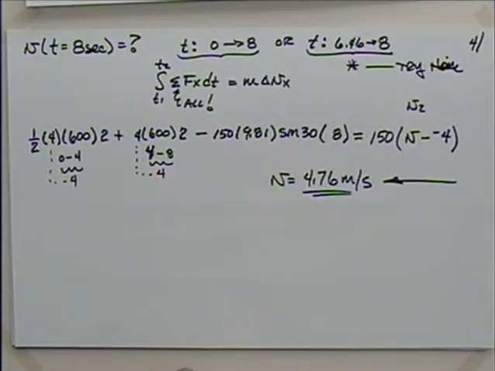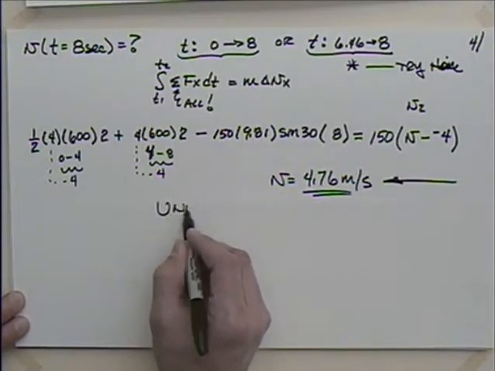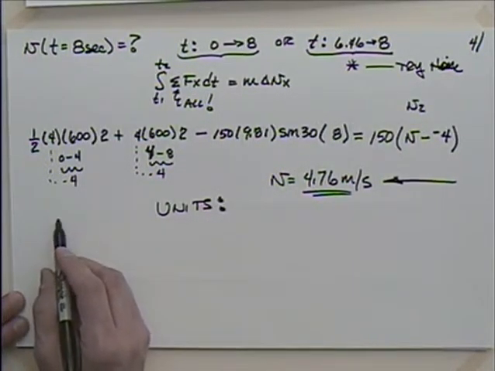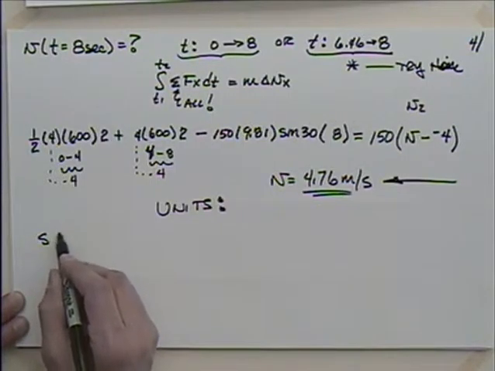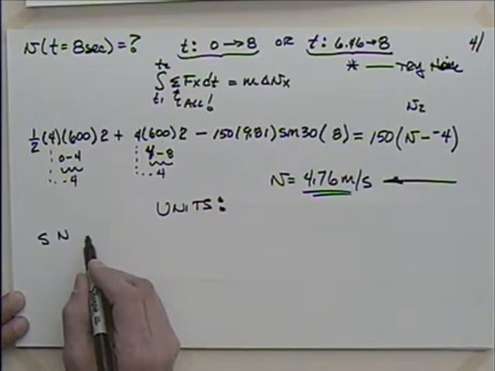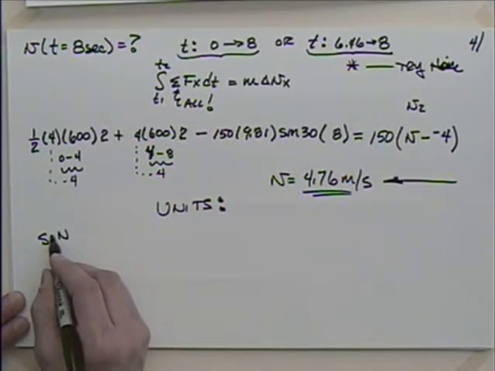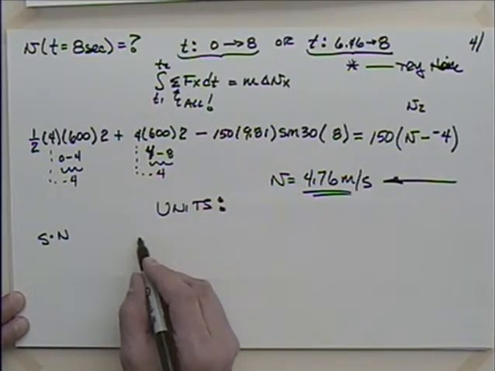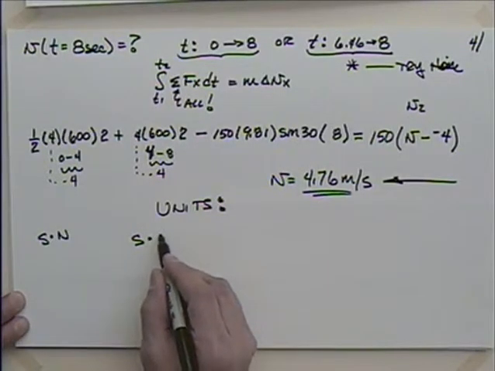Maybe we should check the units on this. So what if I do a quick units analysis on this? Do they work out? Let's see, what's this term going to be? We had the half and then the 4, that was seconds, times the 600, which is newtons, times the 2, that's just the multiplier, so I have newtons times seconds. What did we have in this term here? We had 4 seconds times 600 newtons.